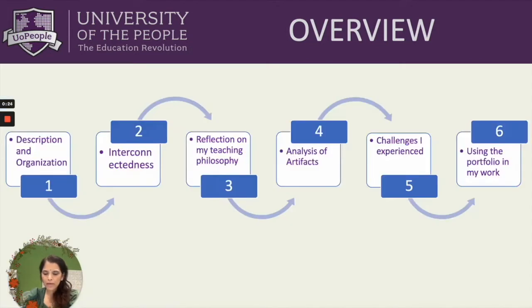This presentation will discuss 6 main areas of my portfolio. The first is the description of my portfolio and its organization. The second is the interconnectedness among different categories. The third is the explanation of how the portfolio reflects my teaching philosophy. The fourth is the analysis of the ways in which the artifacts capture a sense of me as a teacher and my understanding of teaching and the instructional practices.